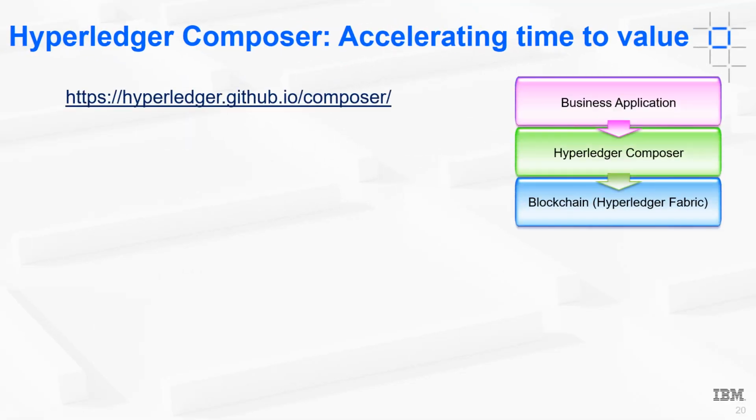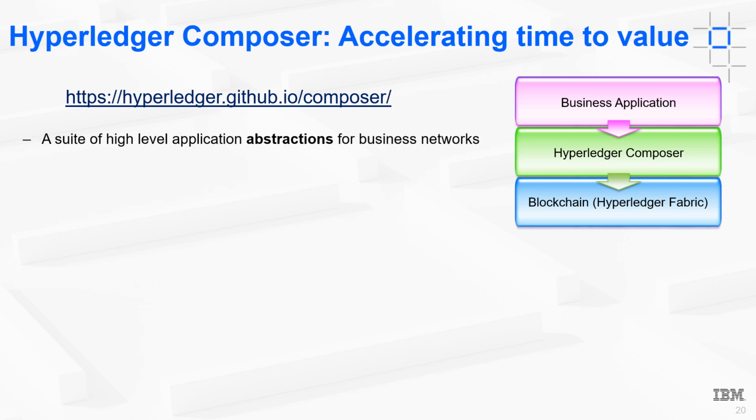This is one of the projects under the Hyperledger open source project under the Linux Foundation. There's another project under Hyperledger which is termed Hyperledger Composer, which is basically aimed at accelerating time to value. From a business analyst point of view, if you want to immediately show value to a particular client about how you can make use of blockchain-based solutions, Composer provides a high level of abstraction for business networks.